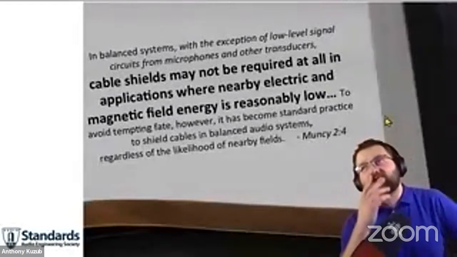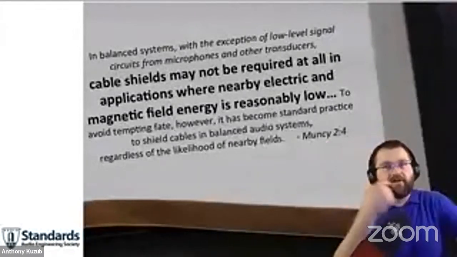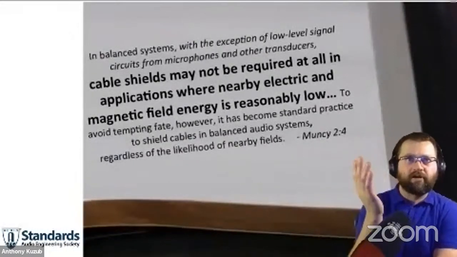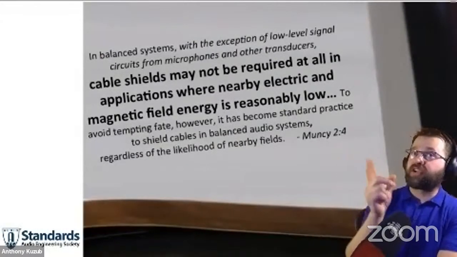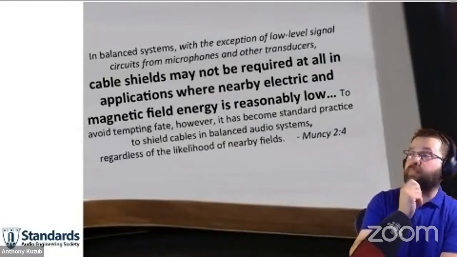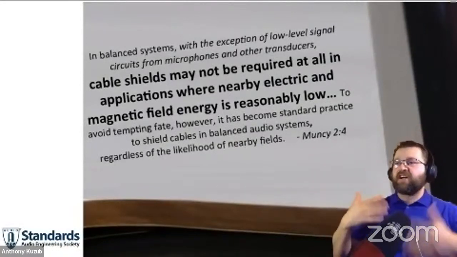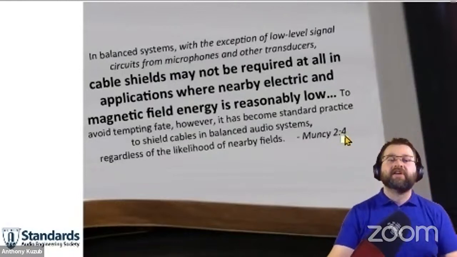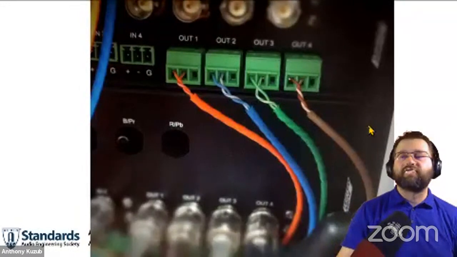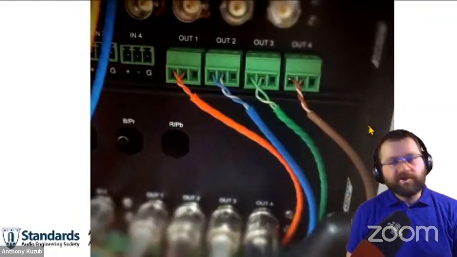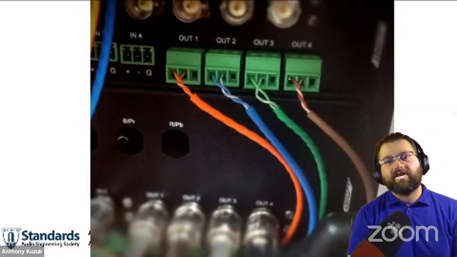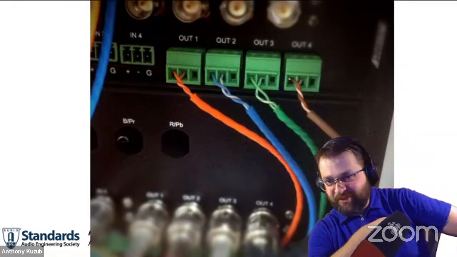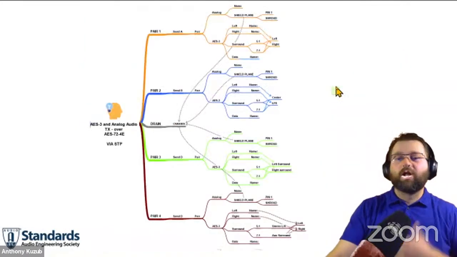And then somebody like me comes along and says, I read Neil Muncy's paper and Bill's work, and say, well, cable shields may not be required at all in the applications where nearby electric and magnetic field energy is reasonably low. And a lot of these things were designed for transmitters and receivers that were in really high sensitivity areas, or designed for AM transmitters. But you can get away with just running a twisted pair to a piece of equipment. So a lot of folks did.